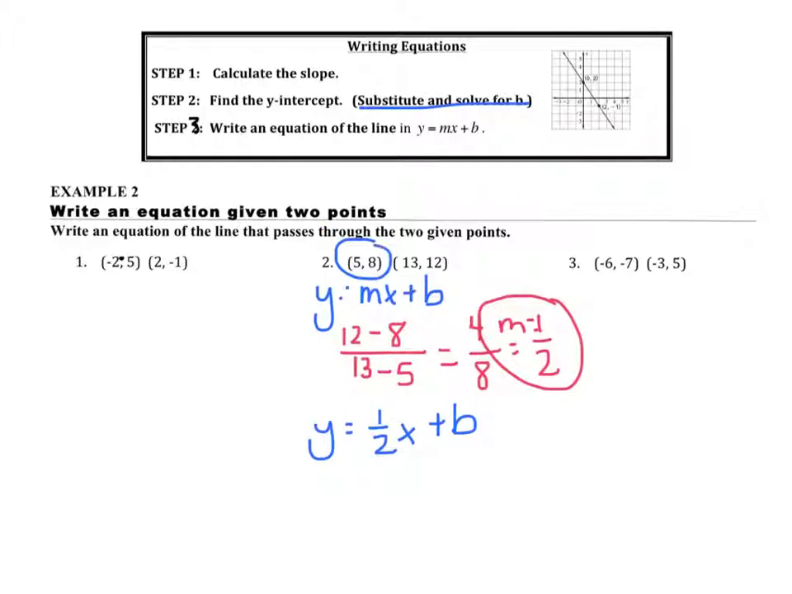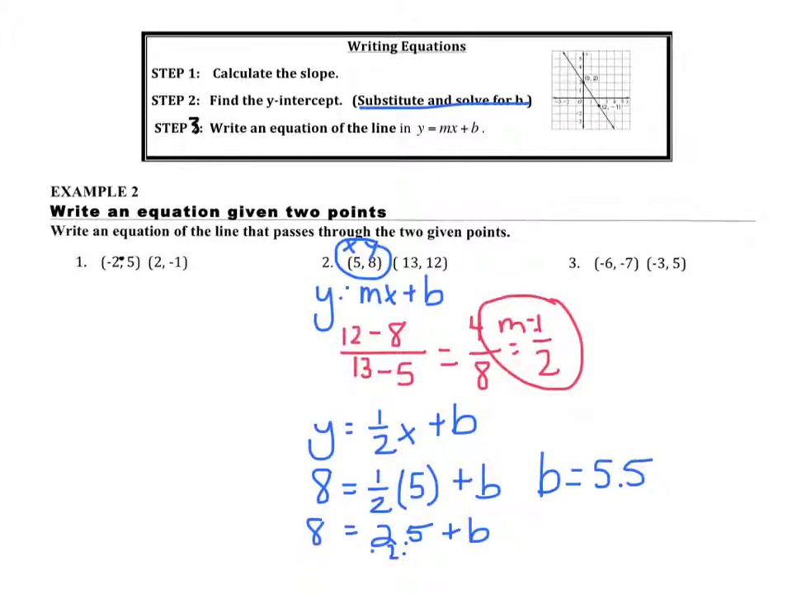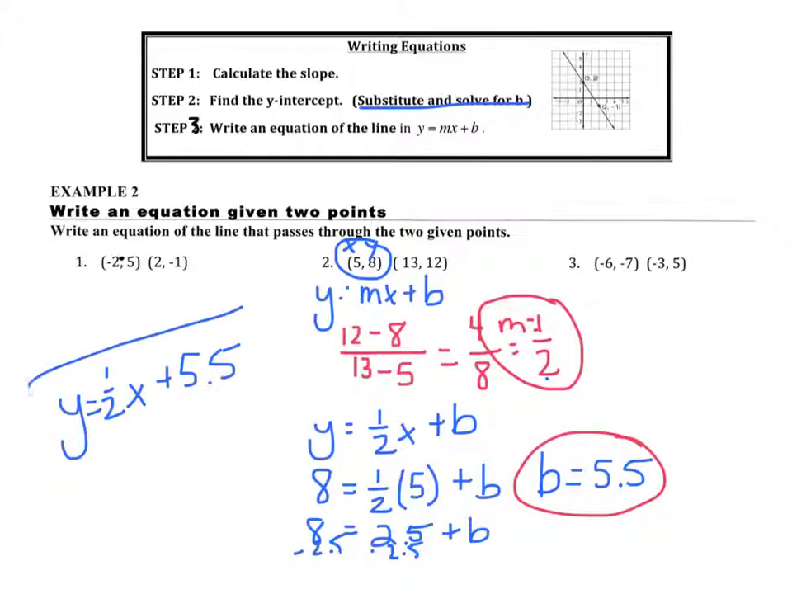So I'm going to take my point, and here's my x and here's my y. I'm going to have 8 is equal to 1/2 times 5 plus b. 1/2 of 5 is 2.5, plus b, all equal to 8. Now I subtract 2.5 from both sides, and I get b is equal to 5.5. So that's my y-intercept. Now that I have both, I plug everything into my equation. y is equal to my slope of 1/2 x plus 5.5. That is my equation.